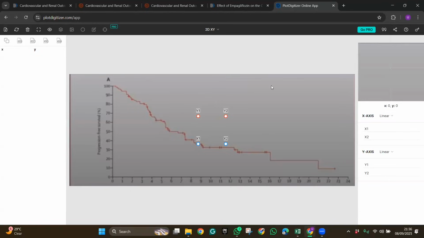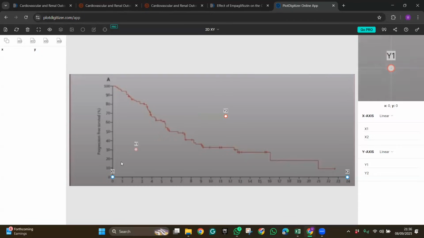First step was uploading the screenshot. Second step is that you have to calibrate these dots. How are you going to do that? Again, look closely. Take X1, drag it to the lower limit of X-axis. This is the lower limit of X-axis. Can you guys see the magnified image on the right-hand side? Right. Then you're going to take X2 and drag it to the upper limit of X-axis.